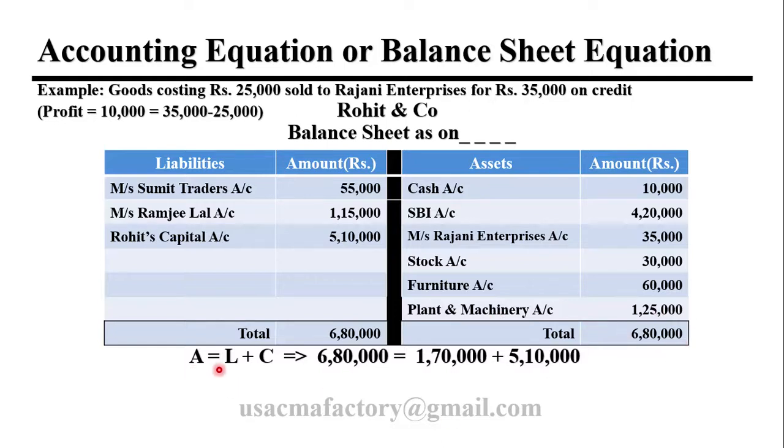A is equal to external liabilities plus owner's capital. Assets 6 lakhs 80,000 is equal to external liabilities 1 lakh 70,000 plus owner's capital 5 lakhs 10,000. So at any point of time, the balance sheet should always be tallied like this: assets is equal to external liabilities plus owner's capital.